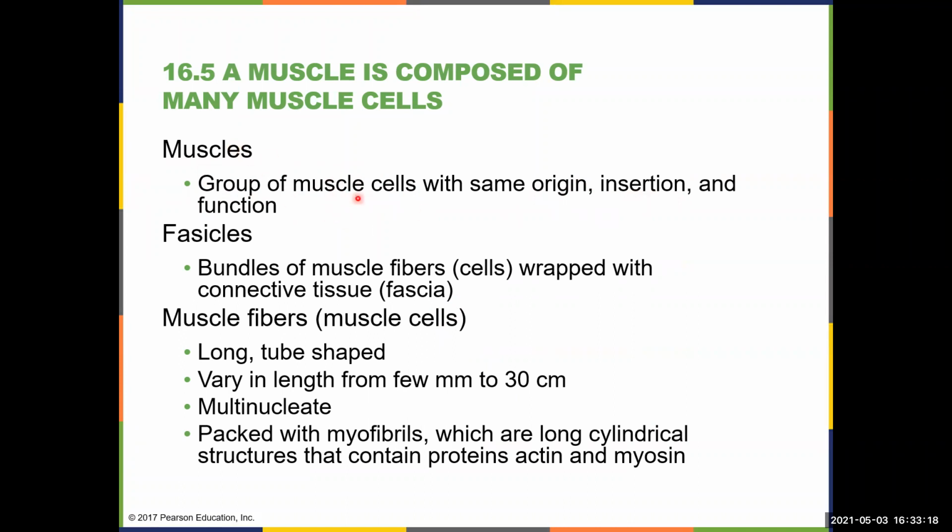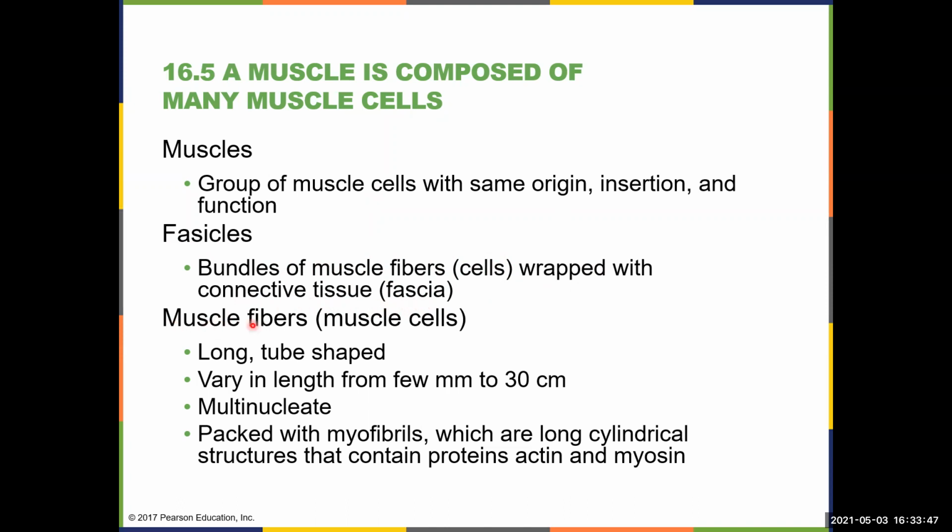Now, the muscle cells of a muscle are found in bundles of muscle fibers, okay? And these are called fascicles. And this bundle of muscle fibers is just a bunch of muscle cells wrapped in connective tissue. And this connective tissue is what's called a fascia, okay?